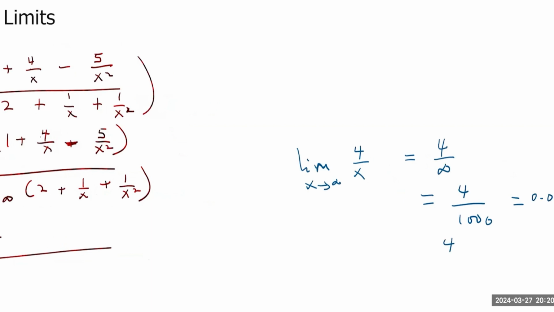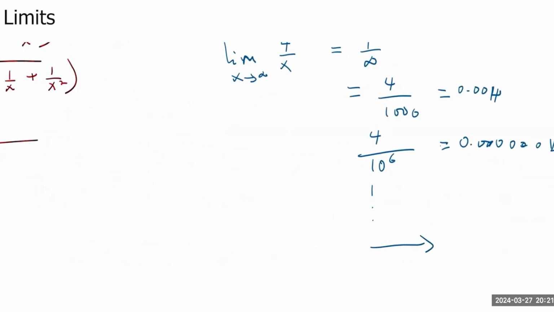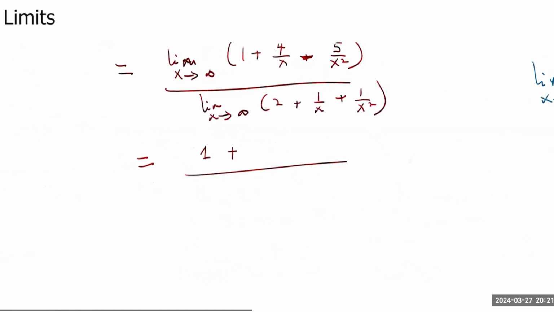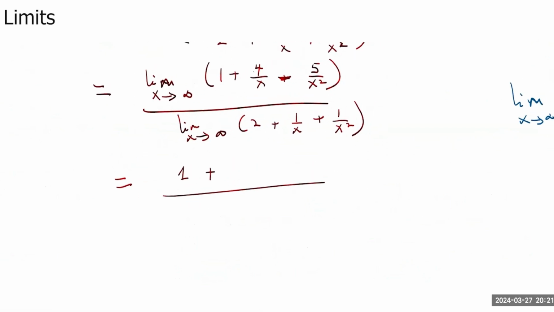What if the infinity is a million? It means that this value will approach a very small number, almost like 0, right? So 4 divided by a very large number will eventually approach zero. Okay, very good. So if you understood it, let's move on. 4 divided by a very large number will eventually give us 0.